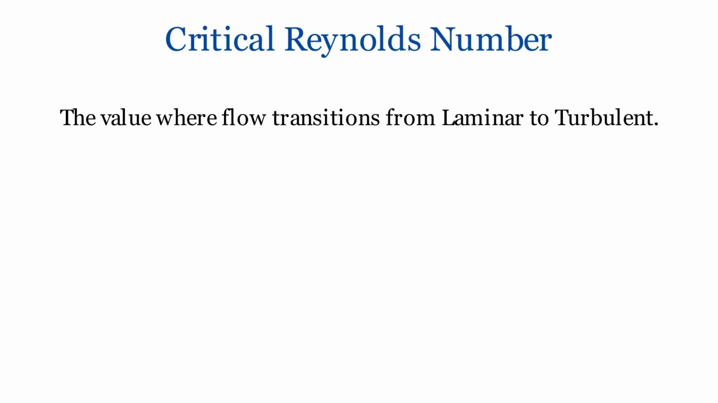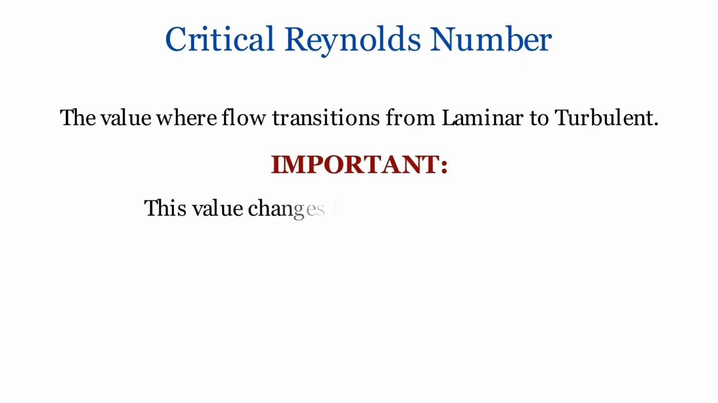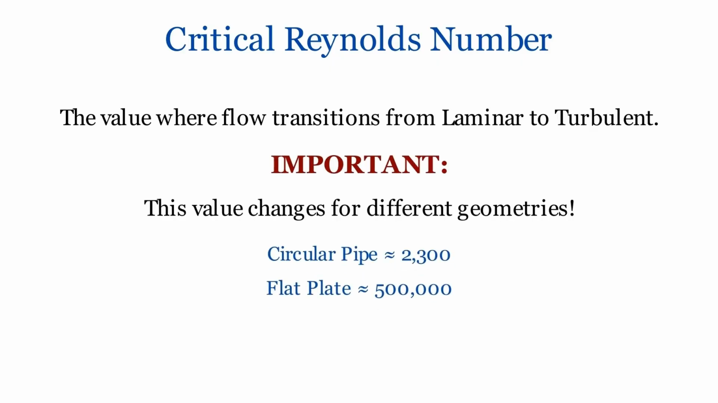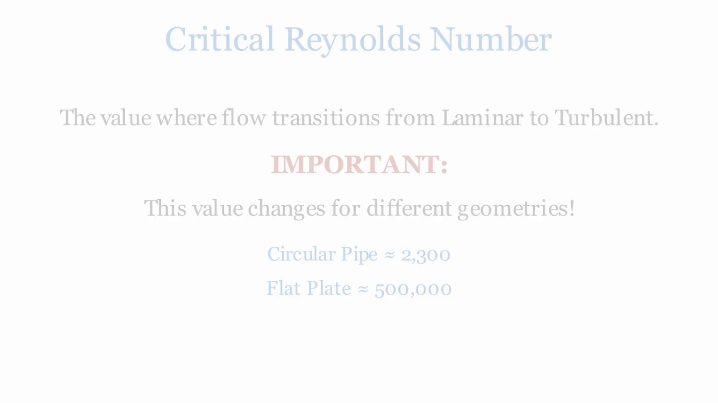Critical Reynolds number. This is the Re value where flow transitions from laminar to turbulent. For circular pipes, it's approximately 2,300. But remember, this value changes for different geometries. A flat plate has a different critical Re than a pipe.